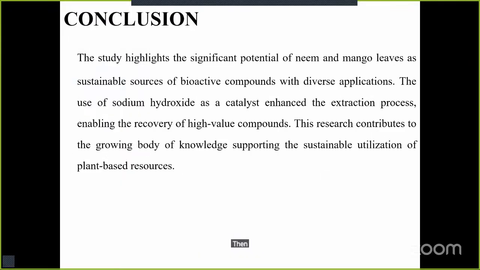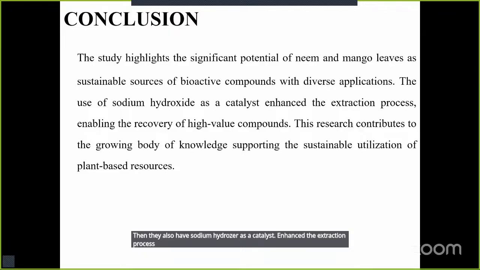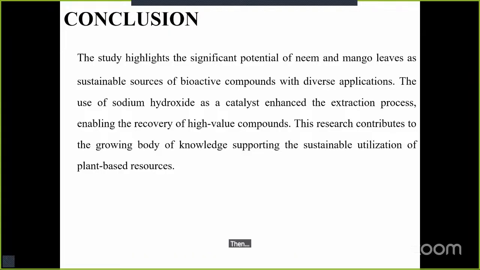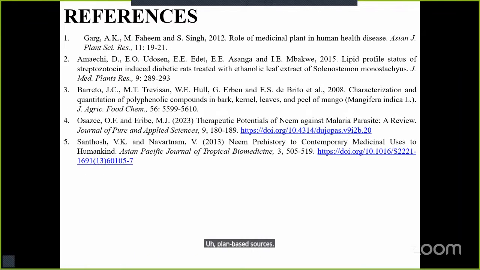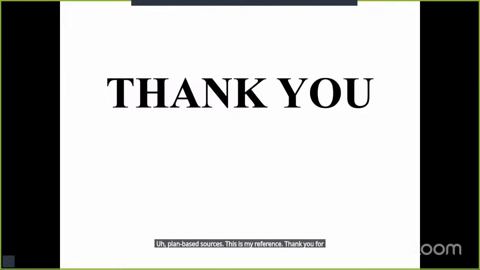This study highlights the significant potential of neem and mango leaves as suitable sources of bioactives with diverse applications in both pharmaceutical and industrial fields. The use of sodium hydroxide as a catalyst enhances the extraction process to enable the recovery of high-value compounds. This research contributes to the growing body of knowledge supporting the sustainable utilization of plant-based resources. This is my reference. Thank you for listening.